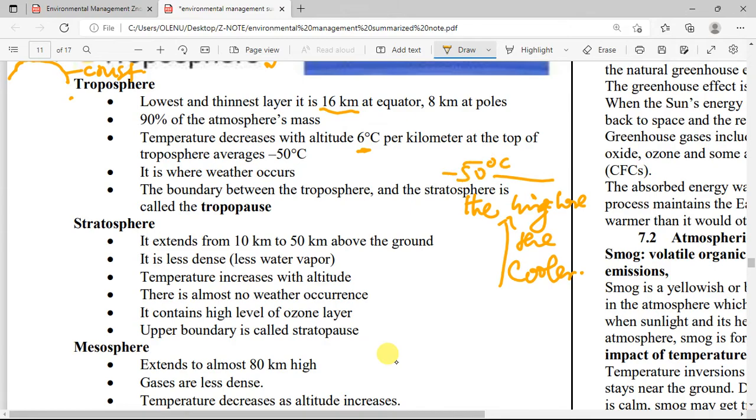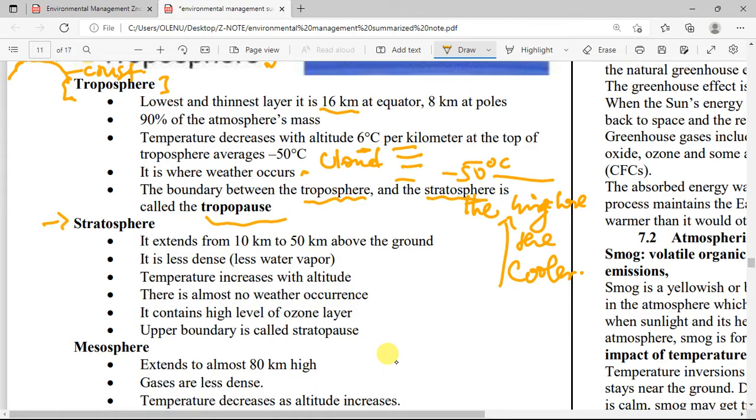and it is where weather occurs. At this point, that is where you can find cloud, and things like rainfall, snow, hail, thunderstorms occur within the troposphere. Then the boundary between the troposphere and the stratosphere, the line separating the two, is called the tropopause.